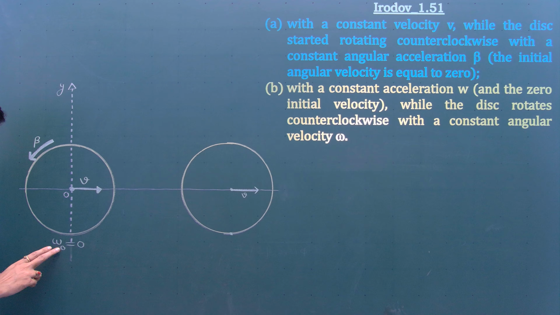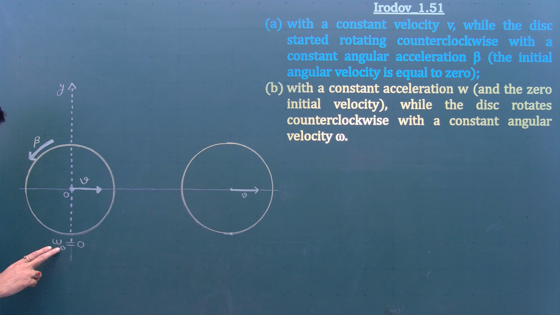Students, let us solve this Irodov problem number 1.51. A rotating disk moves in the positive direction of the x-axis. Okay, there is a disk which is rotating and moving along the x-axis. Find the equation describing the position of the instantaneous axis of rotation. Okay, so we have to find the equation of the instantaneous axis of rotation.